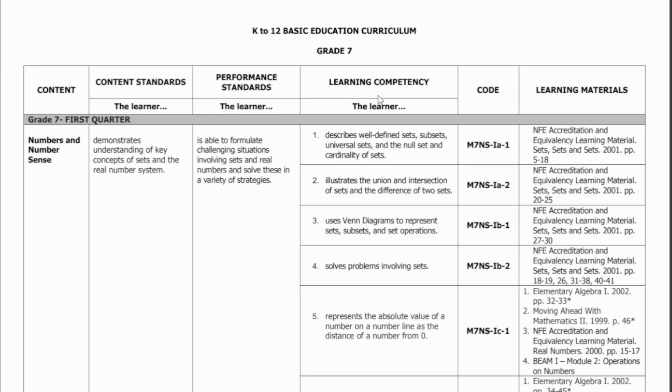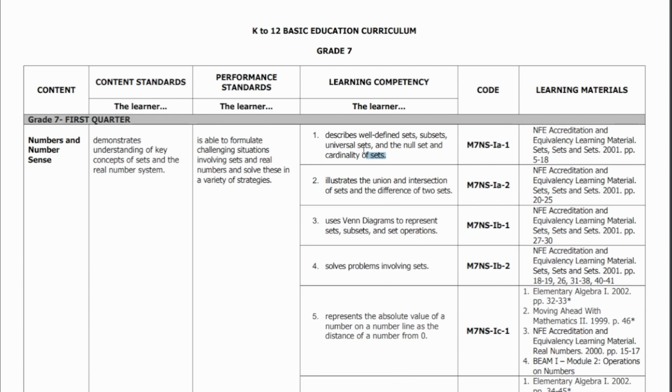Here we go. In this table, the first column would be the content. Then the content standards: the learner will be able to demonstrate this. Performance standards: the learner is able to do this. And then what I'm really interested in is the learning competency, because all of this will serve as my outline for all the videos incoming.